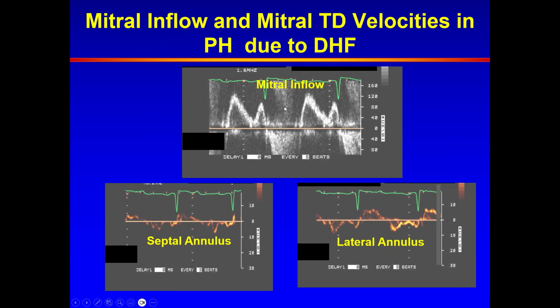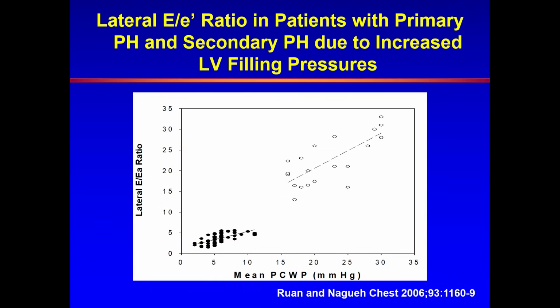In comparison, this is a flow pattern where there is pseudo-normal, and when you do the E to E prime ratio, it's elevated. And this is work from this lab showing the group of patients with primary pulmonary hypertension against secondary. The E to E prime ratios are elevated here in both cases. The higher the pressure, the higher the ratio.